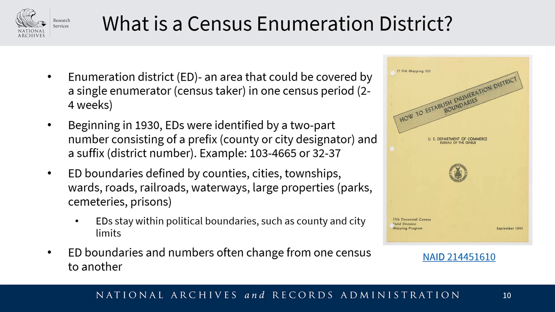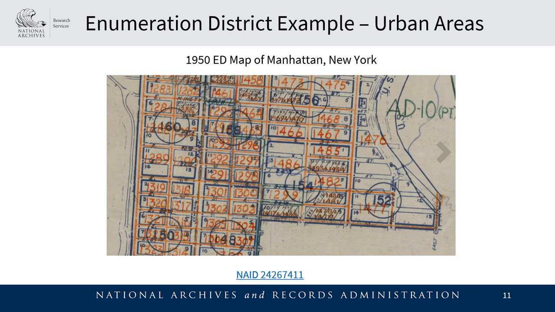Boundaries also followed natural or man-made physical features like waterways, roads, railroads, or large properties, such as cemeteries, parks, or institutions like prisons. ED boundaries and ED numbers often changed from one census period to another, so if you know the ED for your relatives in the 1940 or 1930 census, it will not necessarily remain the same for the 1950 census. This is because of shifting populations, especially after World War II, and changing political boundaries, such as changes to city limits. We will next look at some examples of enumeration districts.